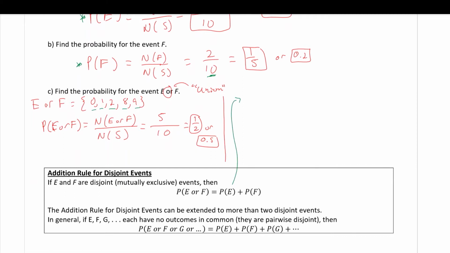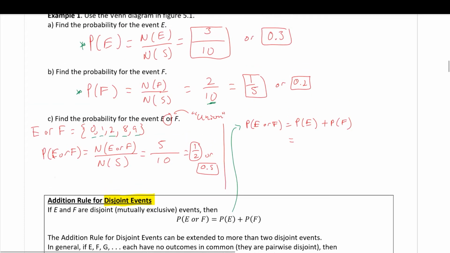So if we want to find the probability of E or F, then it's just simply a matter of adding on each probability. Now there is a caveat here, and this only works for disjoint events. I don't think I actually explained what that was in detail yet, but let me go ahead and talk about that after I calculate this.